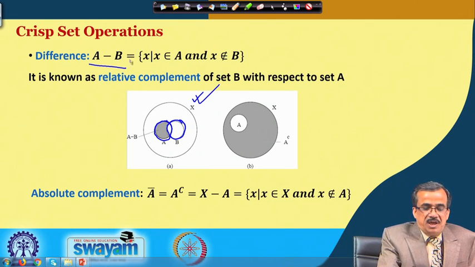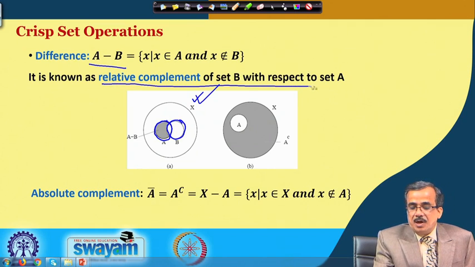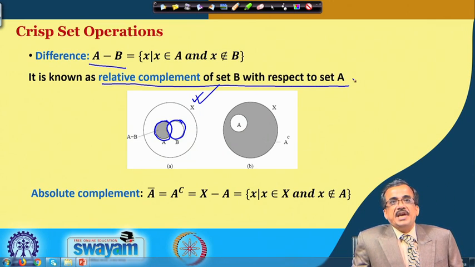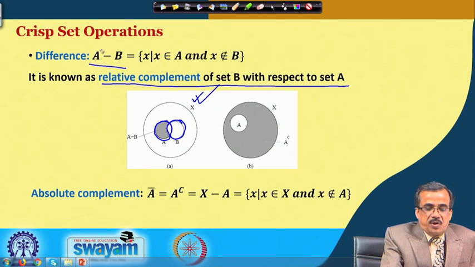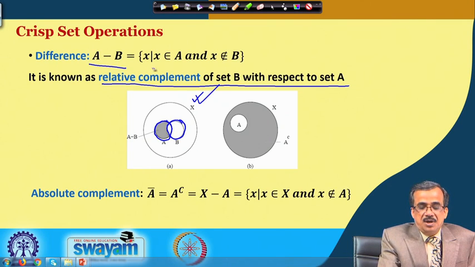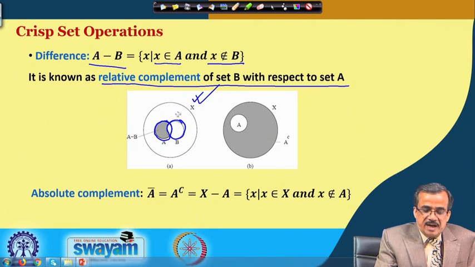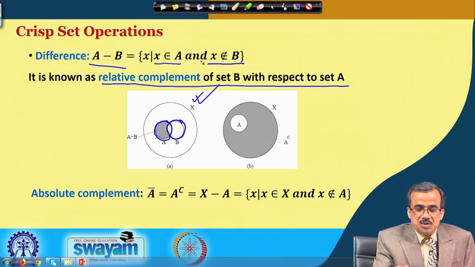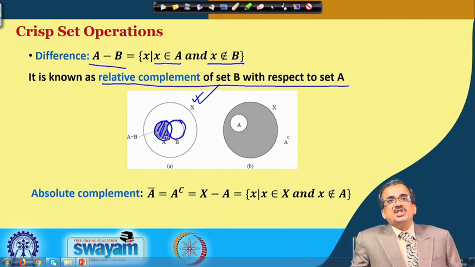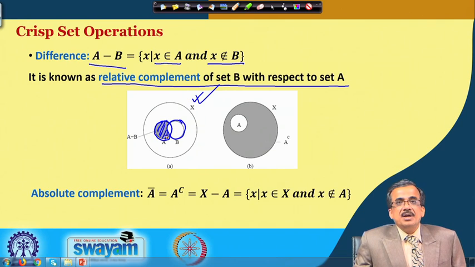Now, this A minus B is also known as the relative complement of set B with respect to set A, and mathematically, A minus B is nothing but x such that x belongs to A and x does not belong to B. There is an "and" in between. So A minus B is this black or shaded portion, and that is the relative complement of B with respect to A.